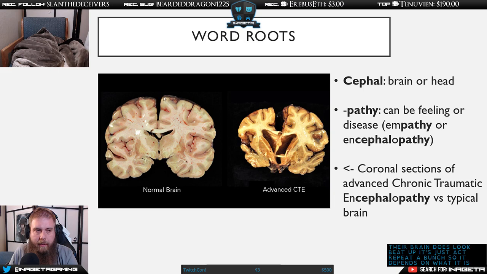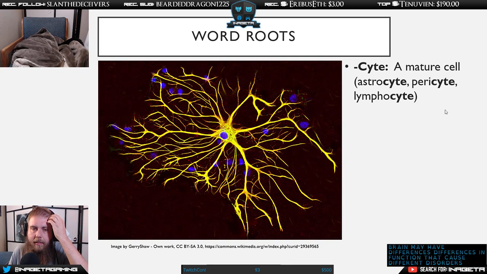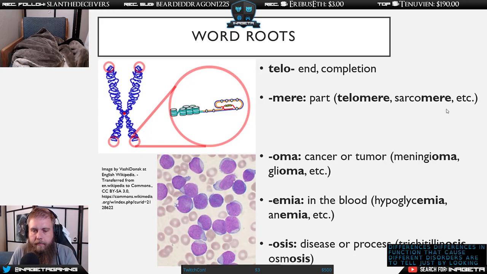And this is a totally normal brain that we know of. But even this totally normal-looking brain may have differences in function that cause different disorders. It's hard to tell just by looking. So my answer: it depends.